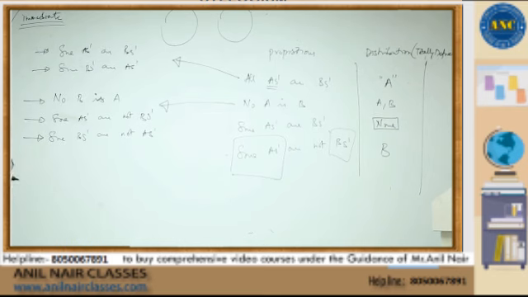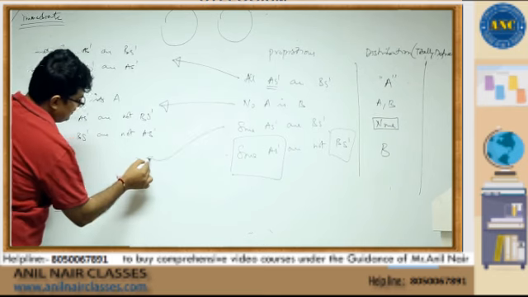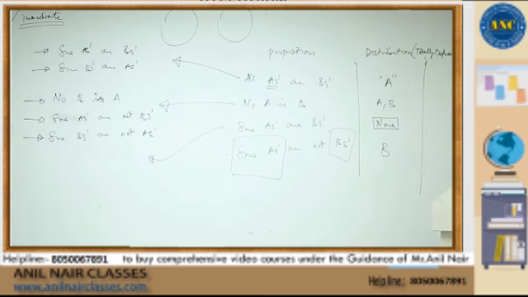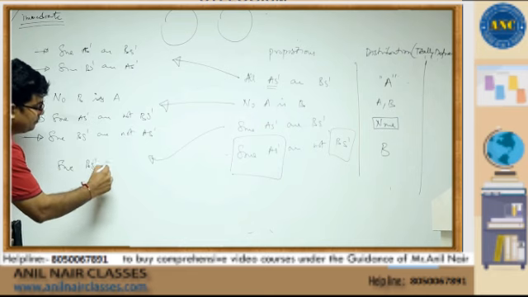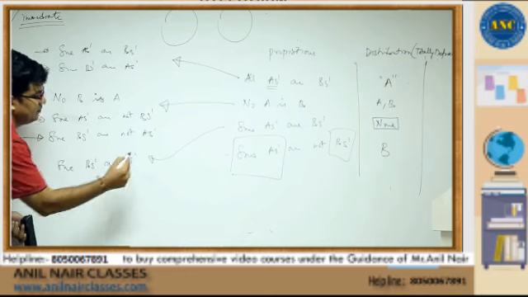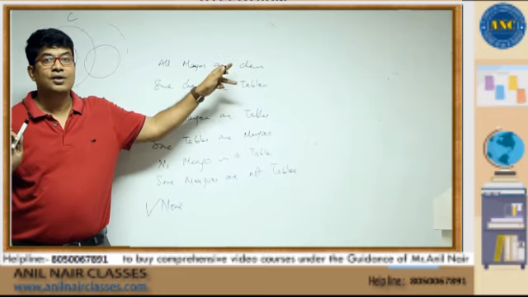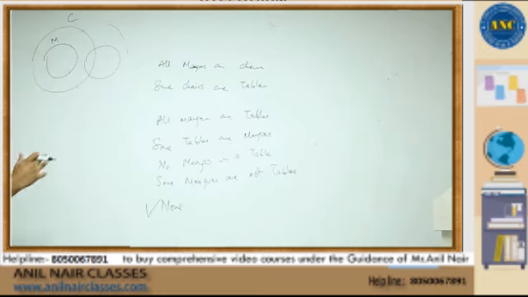Let's come to the third one now. Some A's are B's. Some B's are A's. Some B's are not. So that's it. Are you ready? Okay.